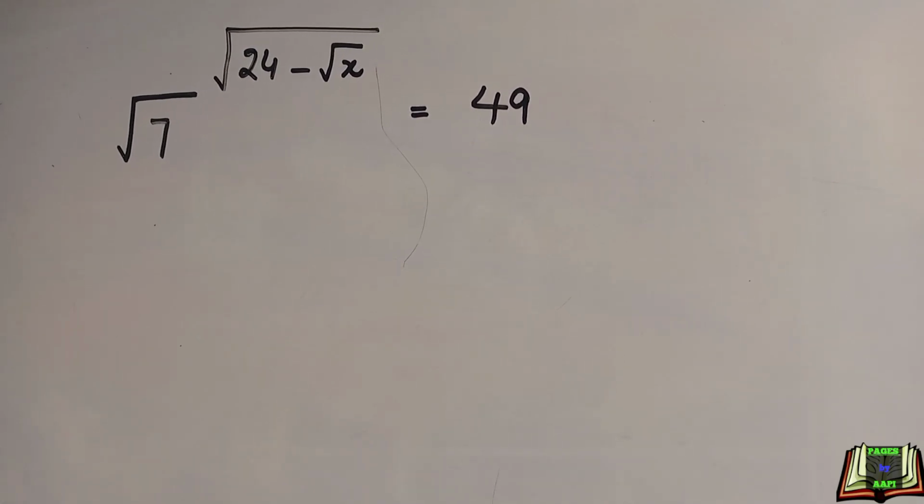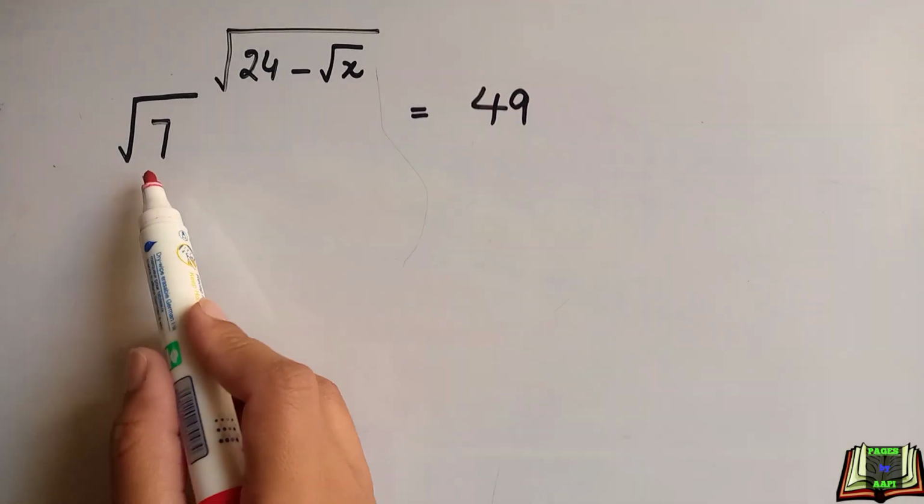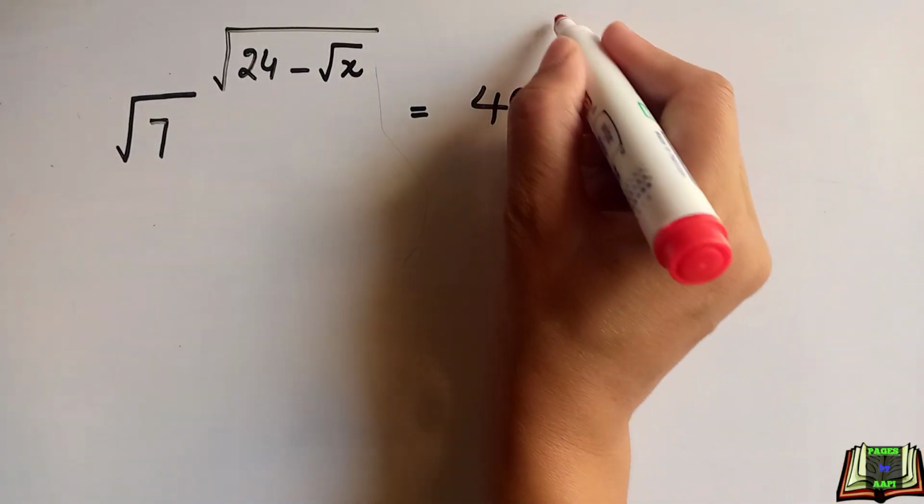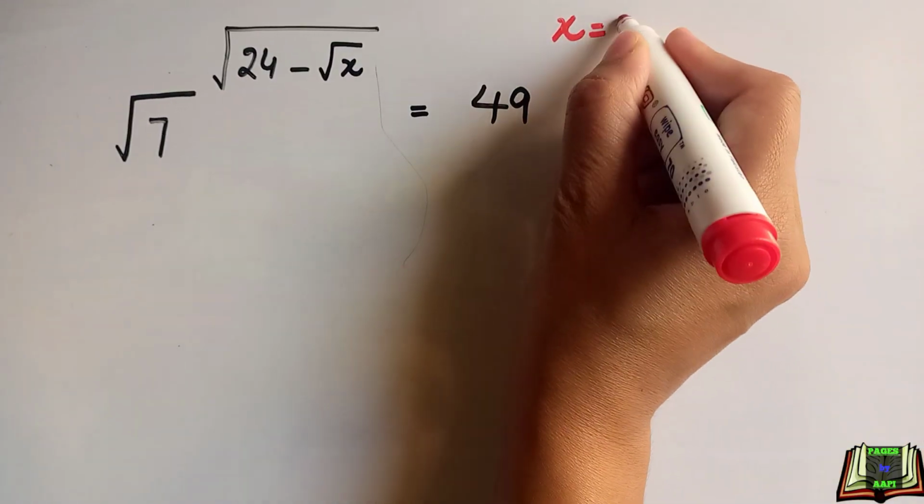Today we have this radical problem. Root of 7 to the power root of 24 minus root of x is equal to 49. We have to find the value of x in this question.